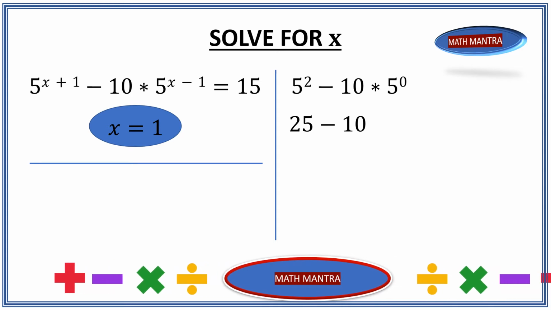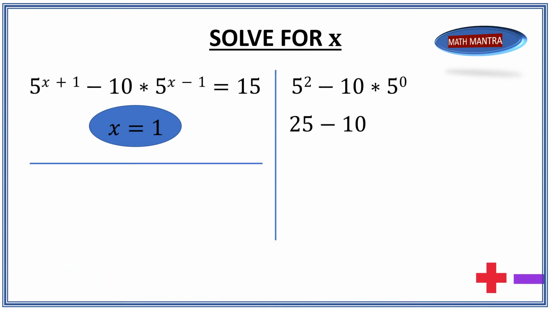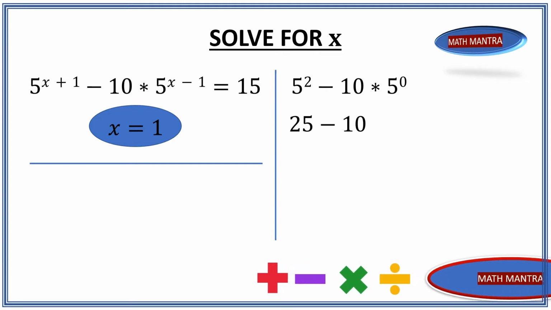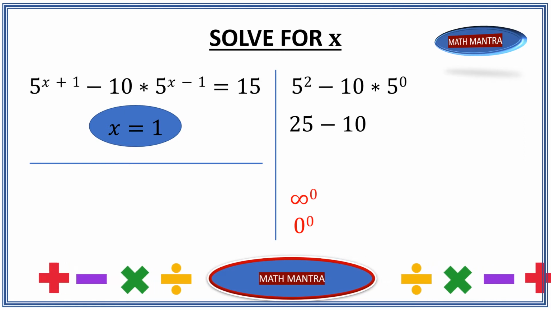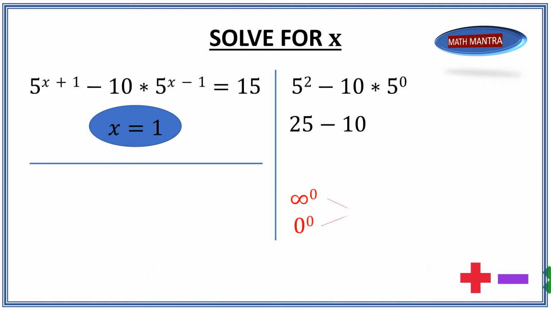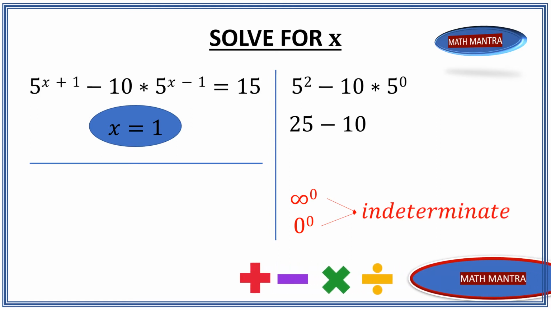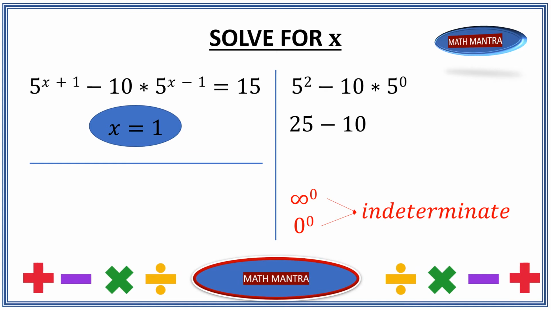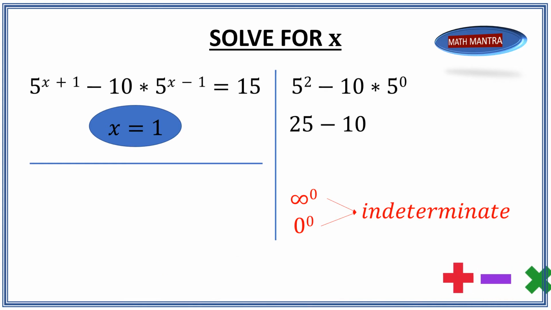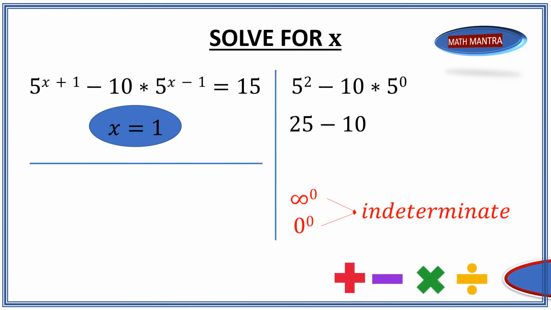Well, let me clarify. Any number to the power of 0 is 1 except infinity to the power of 0 is indeterminate, as well as 0 to the power of 0 is also indeterminate. But other than those two numbers, 0 and infinity, any other number raised to the power of 0 is basically 1. So in this case, 5 to the power of 0 is 1.